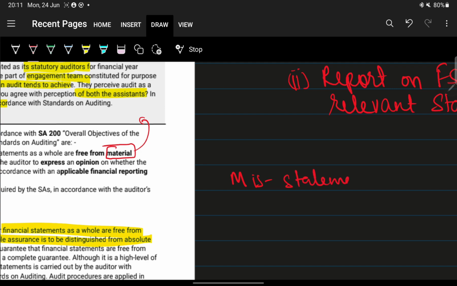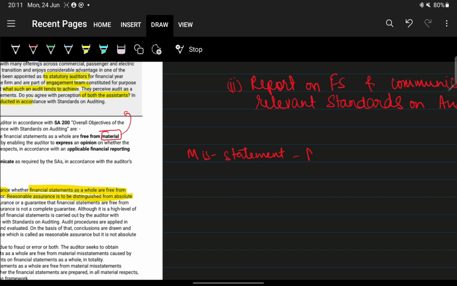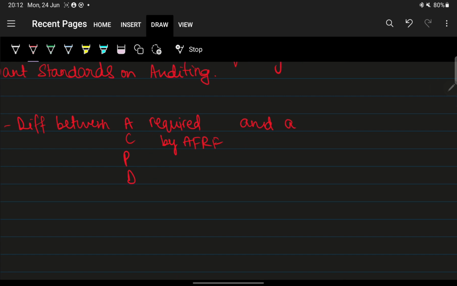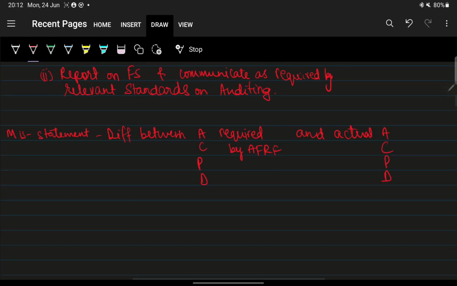What is misstatement? Misstatement is the difference between the amount, classification, presentation and disclosure required by the applicable financial reporting framework, and the actual amount, classification, presentation and disclosure. So that is a misstatement.